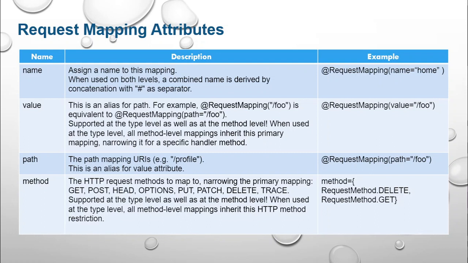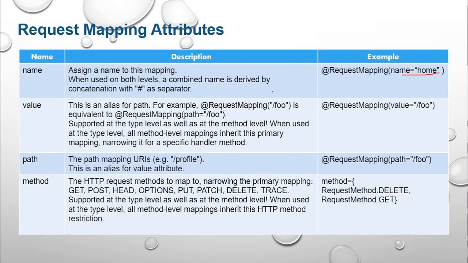Let me say here we have a home annotation attached at the class level, and let's say there is a branch added at the method level. Then the name would be like home hash branch. So that is about the name attribute.